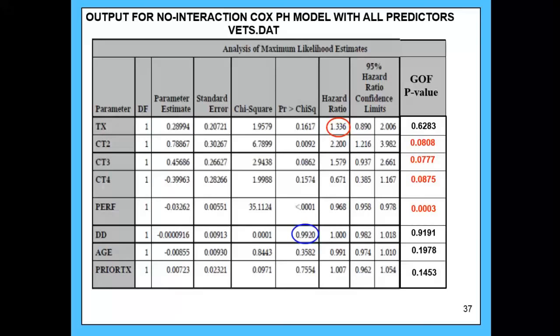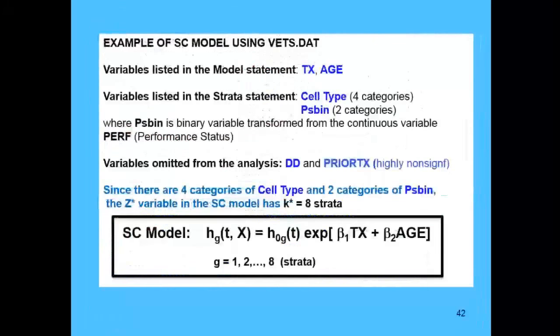So what I'm going to do is run a model that has treatment and age in the model because they look okay, and I'm going to stratify on these other two variables, cell type and this binary way of looking at performance status. By doing that I'm going to have 8 strata. I'm going to omit from the analysis disease duration and prior treatment because they were highly non-significant. That's the decision I made at this point. Even though if it was really my data I would do a lot more than this, I'm just trying to shortcut what you do.